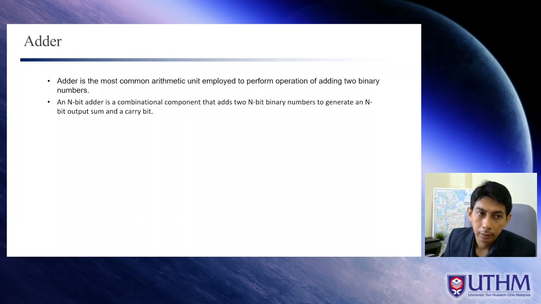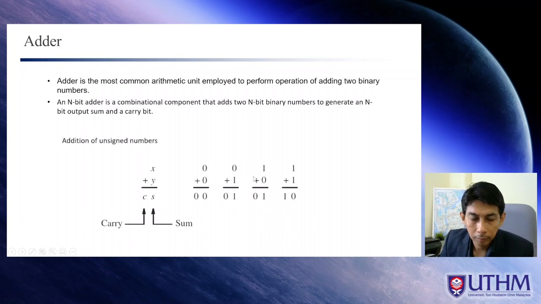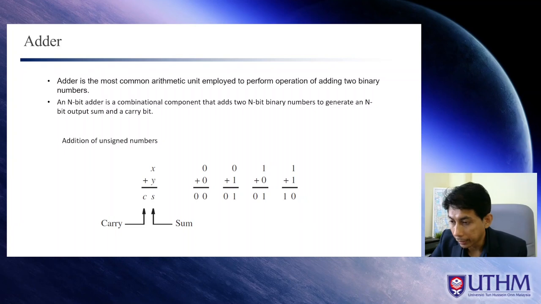Okay, so for example, to add a number in binary, it is very easy. We have only 0 and 1, right, in binary system. So to add a number, if you have x and y, x and y are binary number, we can add, and the result is called a sum, and we have another bit called a carry, right?